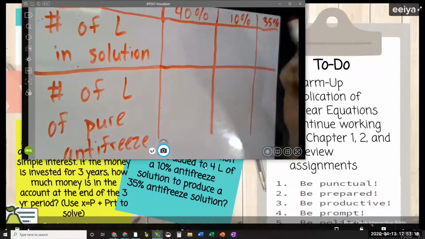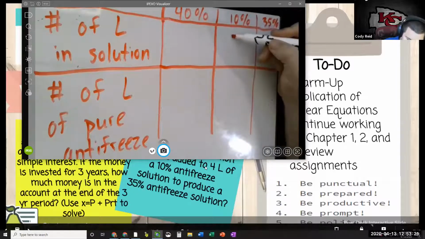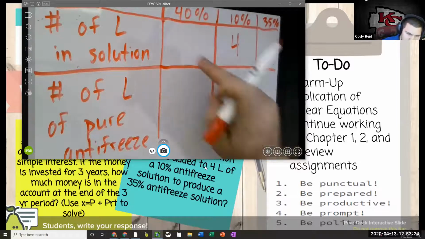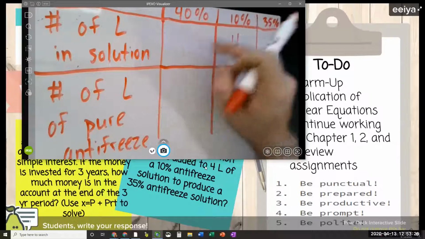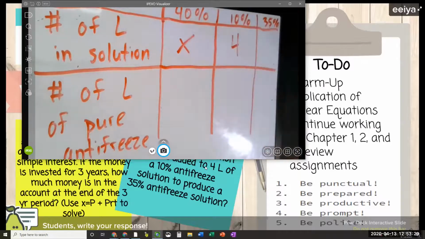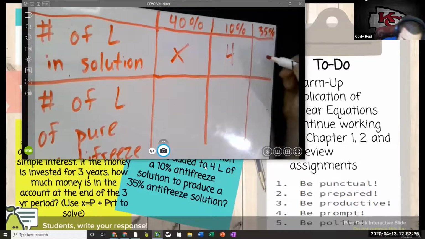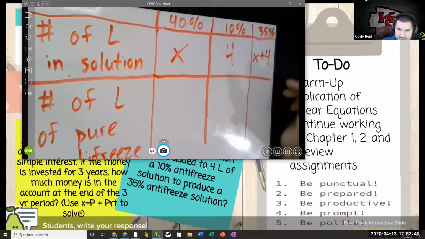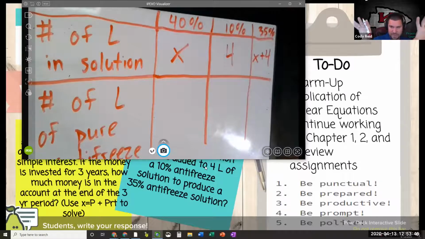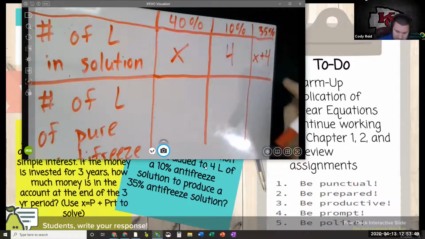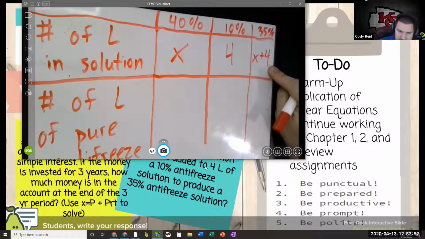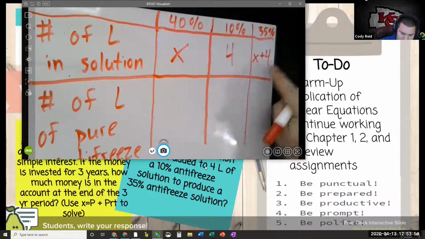4. So we know we have 4 of that, and we're looking for this one, right? 40, yeah. So we have this, we're looking for this, and for the 35%, we will be doing this. Because it's asking us from the 40% and the 10%, when we combine them, we'll get 35%. We know 10%. We don't know 40 yet. So it'll be x plus 4.